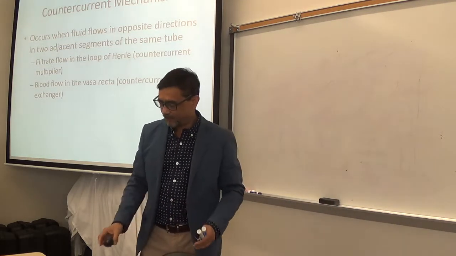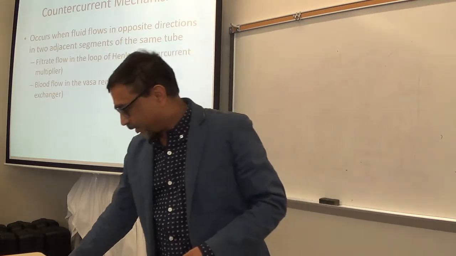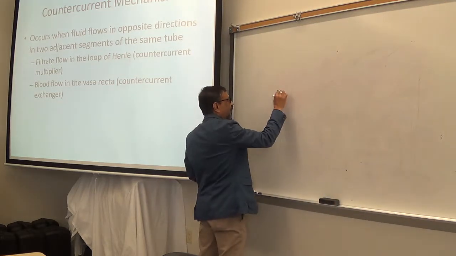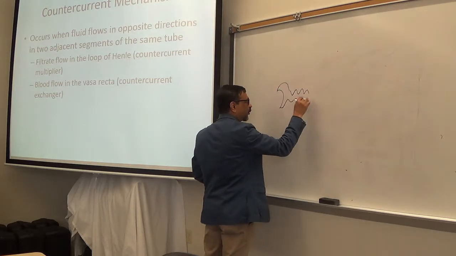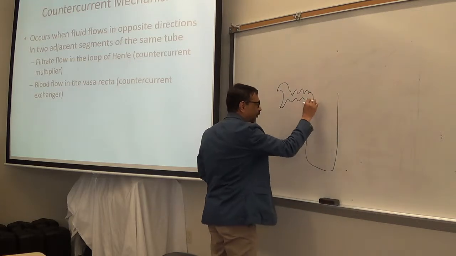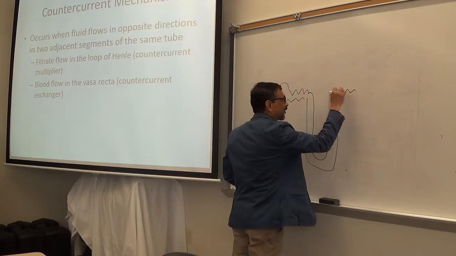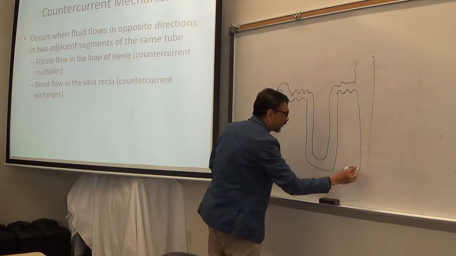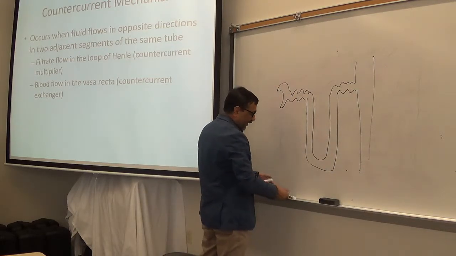Countercurrent mechanism. This is very important and interesting. You will understand now. Again, this is the nephron, proximal convoluted tubule. This is what? Everybody. Loop of Henle, right? And this is the distal convoluted tubule, collecting duct. Okay. So, this is the loop of Henle.